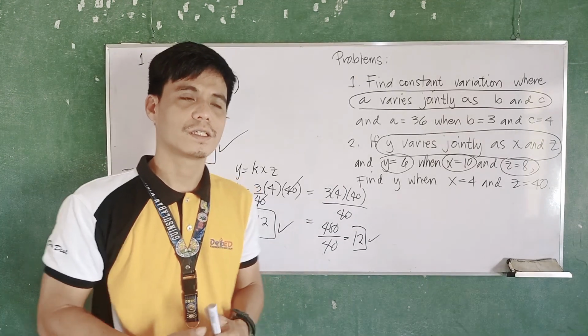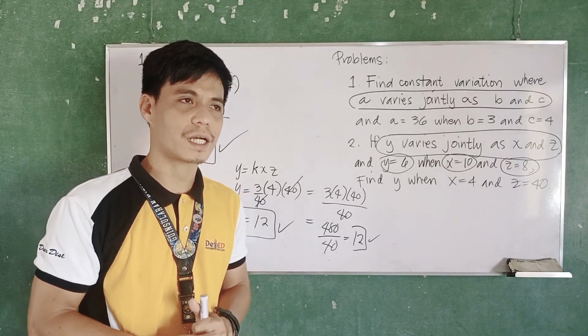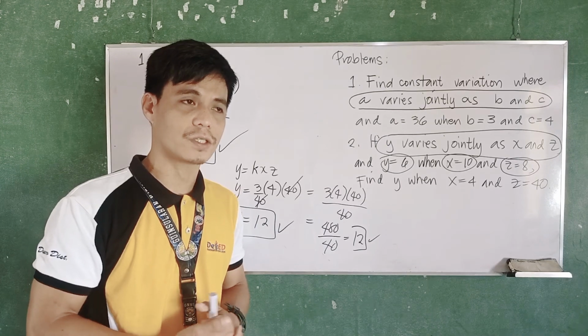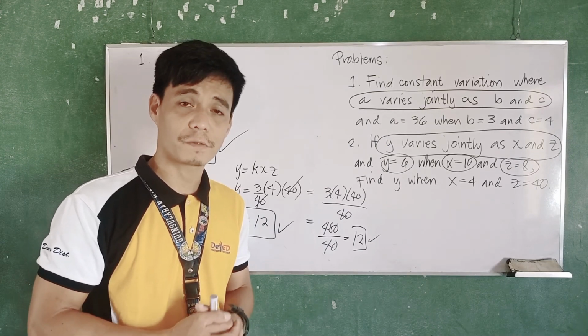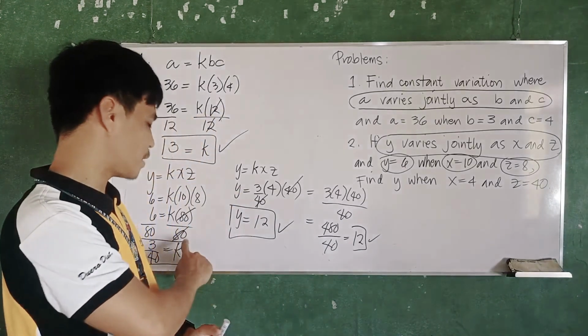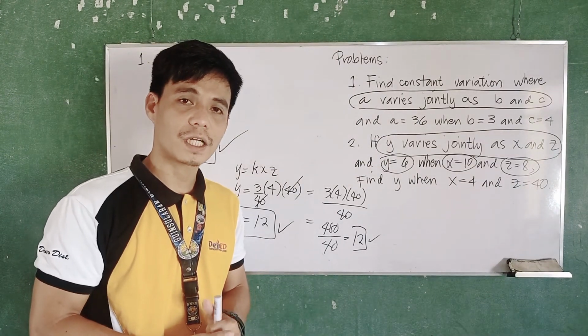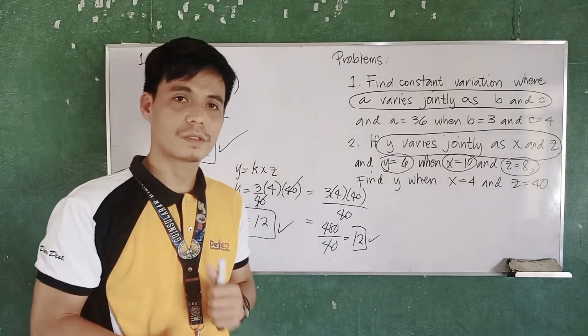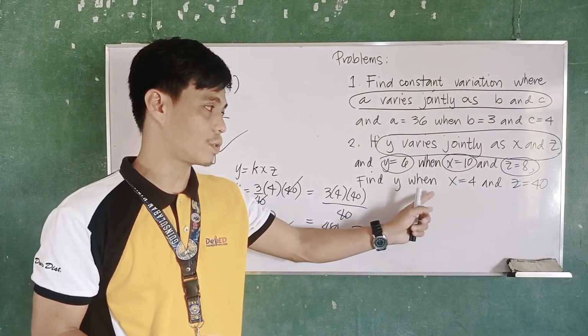So, I repeat, guys. When we compute a variation, we just have to compute first the constant, the k value, so that it is what we will use in the solution for the next situation.